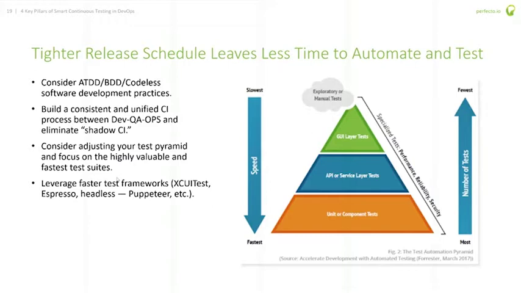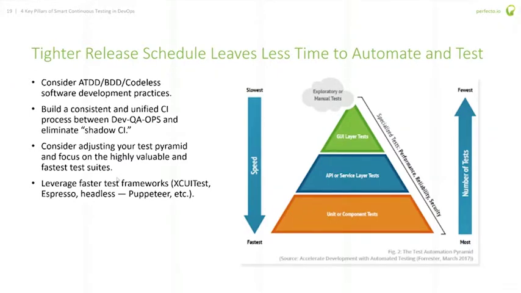Also, consider adjusting your test pyramid. Okay, we all know the unit, integration and API testing test pyramid. You need to see where you can get the highest value in your test automation.